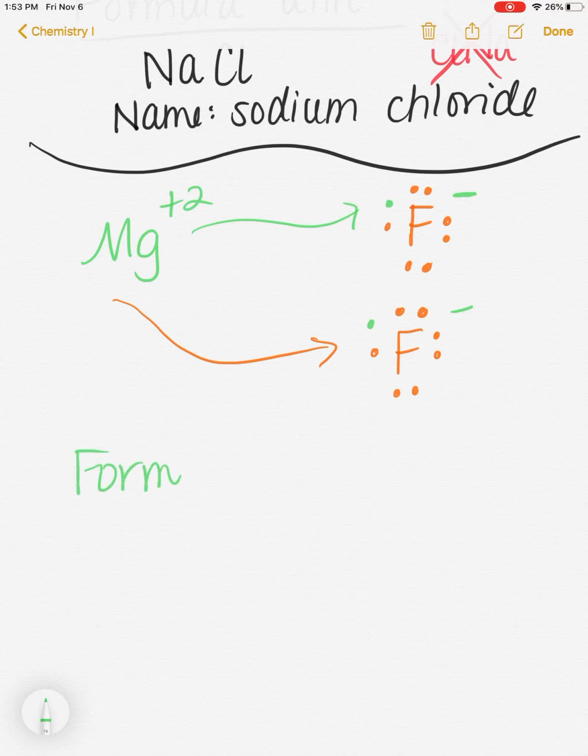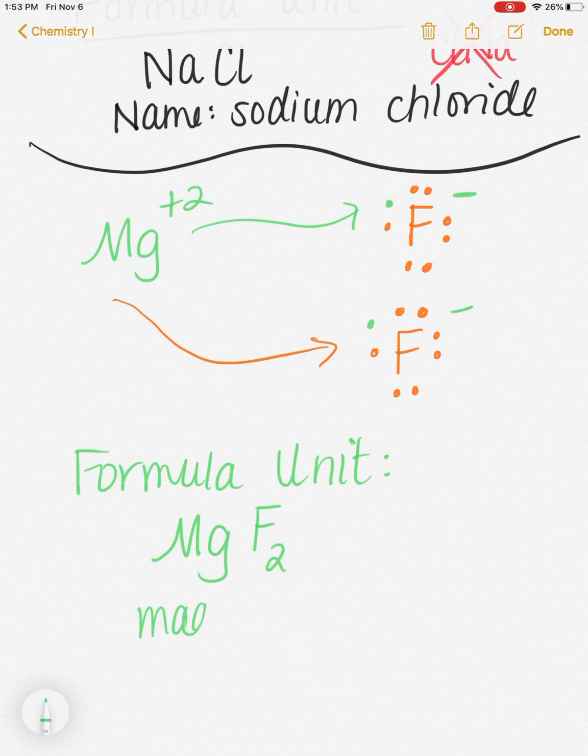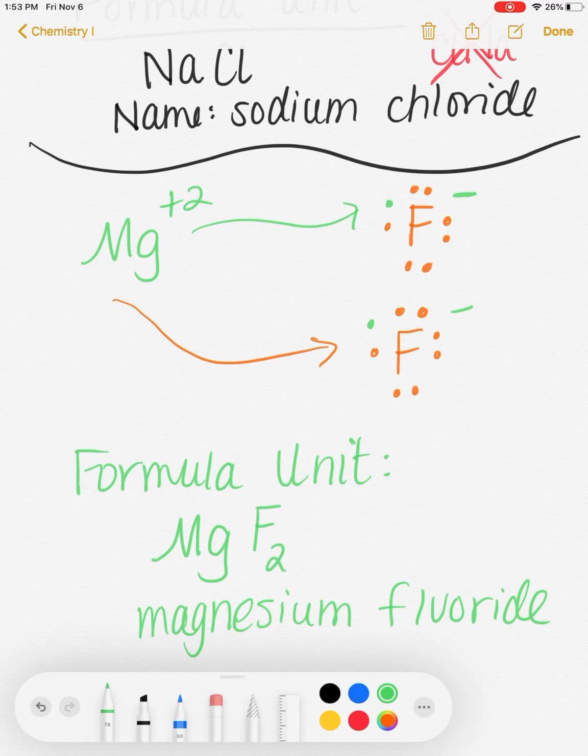So the formula unit for this compound would be, I needed 1 magnesium and 2 fluorines in order for everything to be stable. This is called magnesium fluoride because you always change the ending of the anion to be "ide."